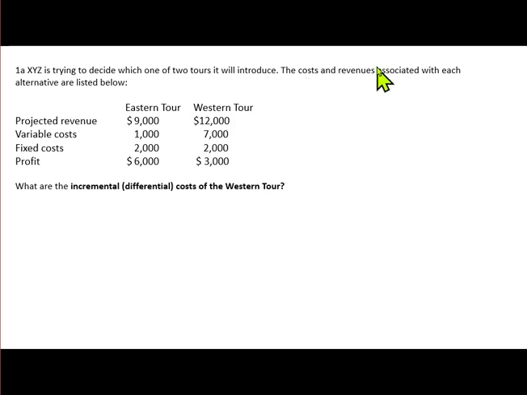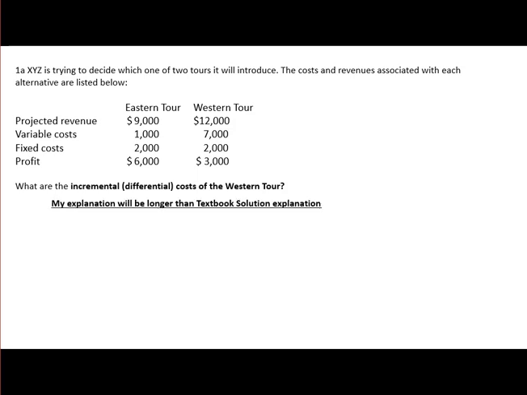The costs and the revenues associated with each alternative are listed below. So we have Eastern Tour, Western Tour. We have projected revenue for each of them, variable costs for each of them, fixed costs for each of them, and the profit for each of them. And the question wants to know, what are the incremental costs of the Western Tour? So let's take a look.